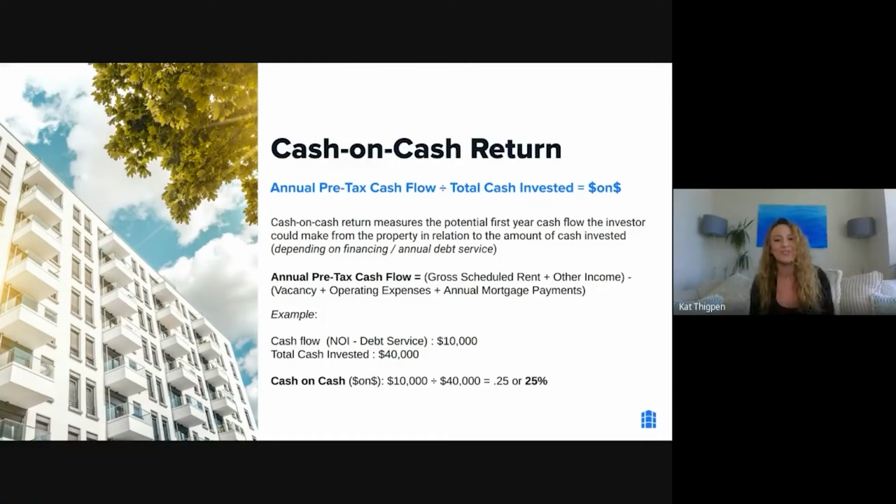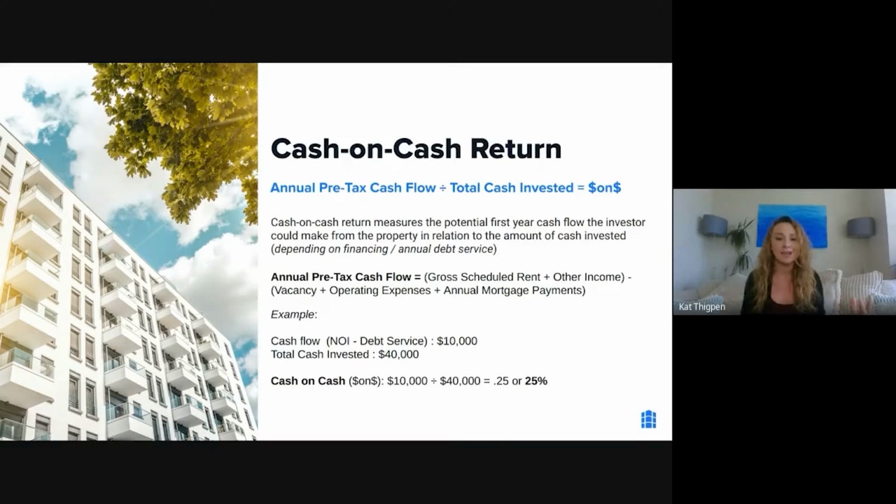All right, so your cash on cash return is a little more detailed than your NOI, and it is basically your annual pre-tax cash flow divided by your cash invested. So your pre-tax cash flow includes things like your gross scheduled rent and your other income, and you combine those and then subtract the vacancy, any operating expenses, and your annual mortgage payments. As we saw, NOI did not include the mortgage payment, so this calculation does incorporate that. And just for the pure definition, cash on cash return measures the potential first year cash flow the investor could make from the property in relation to the amount of cash invested, depending on your financing and your annual debt service.